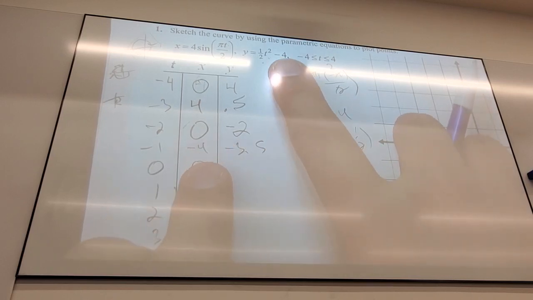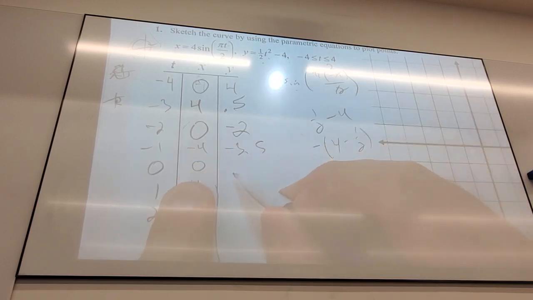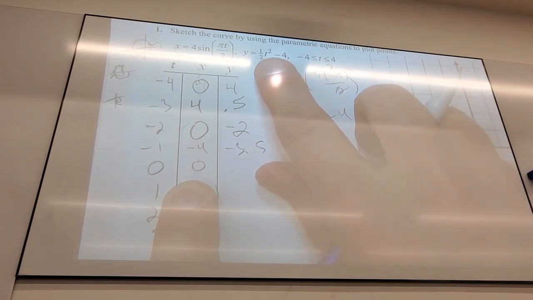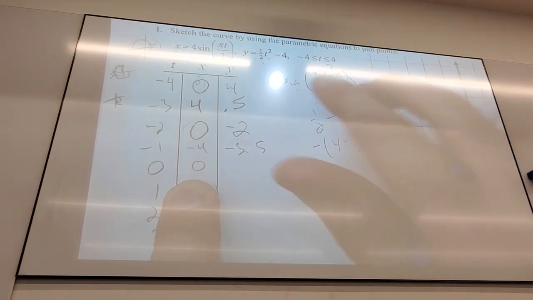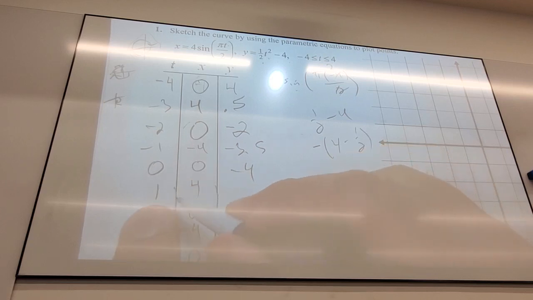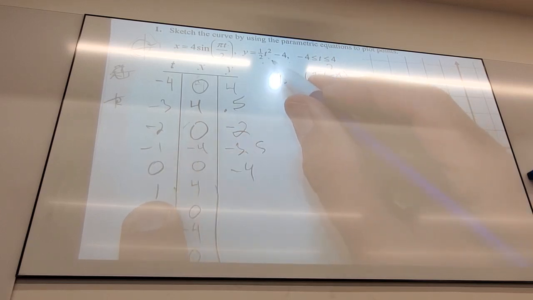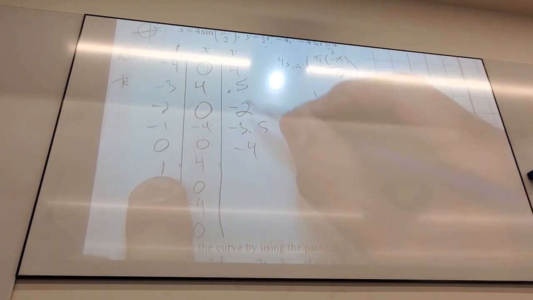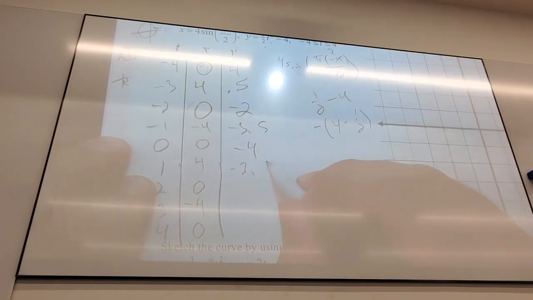So when I put a 0 in, what do I get? One half of 0, so I get 0 minus 4. I get negative 4. Then when I put a 1 in, aren't I going to get the same thing as negative 1? Because the square is going to make it so. Then I just repeat this going this way. So negative 3.5, negative 2.5, 4.